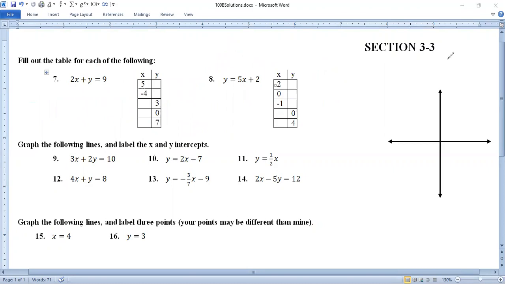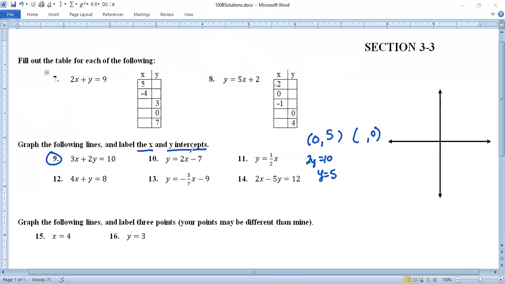9 says, graph the following lines and label the x and the y-intercepts. So we don't get to pick just any point we want on these ones because of these instructions, the x and y-intercept. We are going to stick in 0 for x. Let's do number 9. We'll circle that in this color. And then we're going to stick in 0 for y. That'll give us the x-intercept. So stick in 0 for x, and we get 3 times 0 is 0 plus 2y equals 10. Divide by 2, and we get y equals 5.